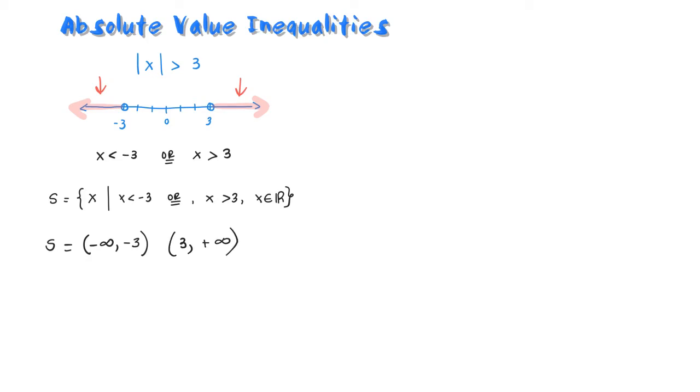Now, how do you represent the word or symbolically? Symbolically, you represent that with the union symbol. This is the symbol for union. That means that you are in this interval or in this interval. So the union symbol here is representing the word or.